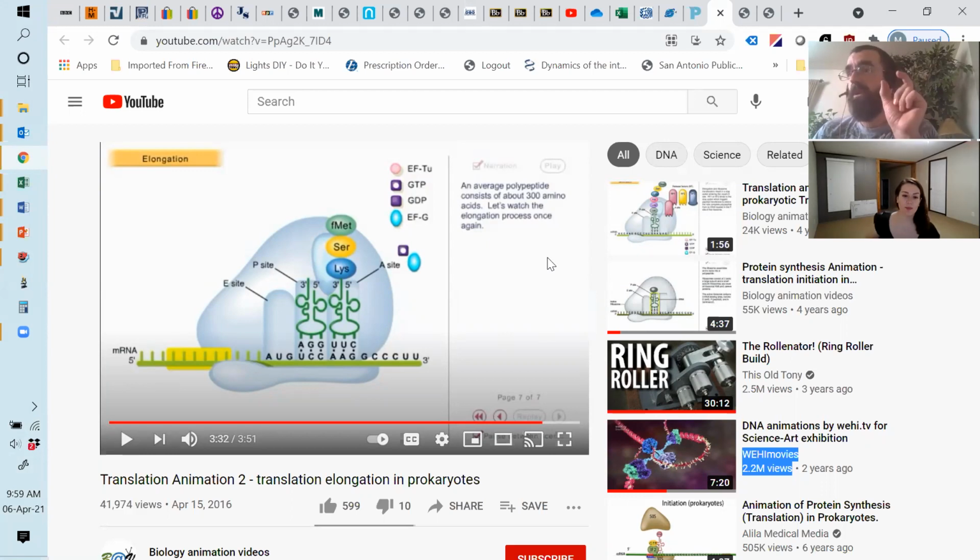Anyway, they can range from really, really short to being monsters, like single polypeptide chains of up to 3,000 amino acids long. So this has to happen over and over and over and over again for every single one of those amino acids.